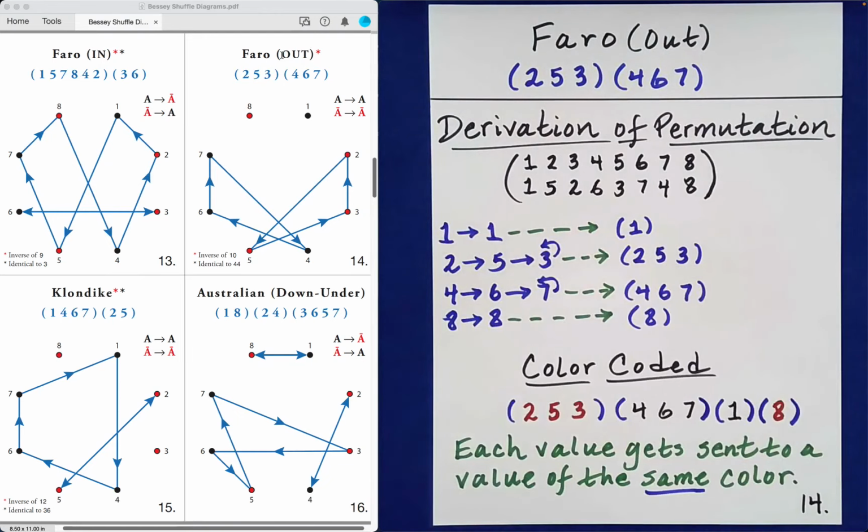And let's go ahead and just show you how the Bessey shuffle diagram was constructed. So if we use the information in our cycle notation of the permutation, we see that 2 goes to 5, 5 goes to 3, and then 3 goes to 2. So let's go down to the graph here. So 2's over here. So 2 is sent down here to 5. 5 is sent back up to 3. And then 3 is sent straight up to 2. And that completes that 3 cycle.